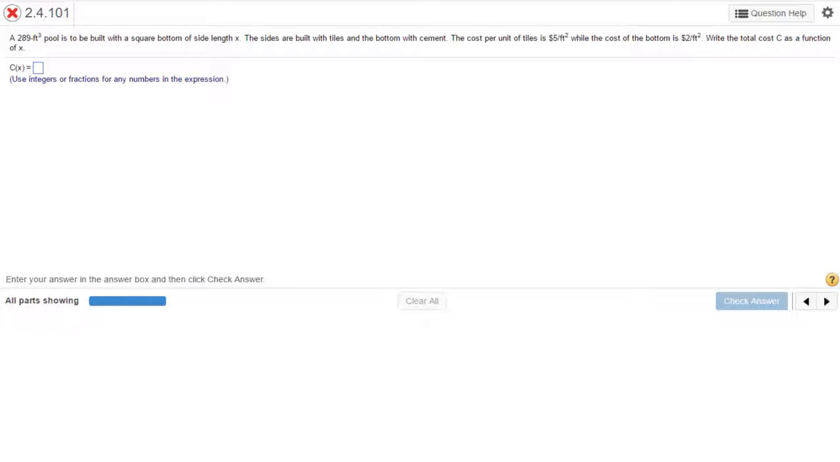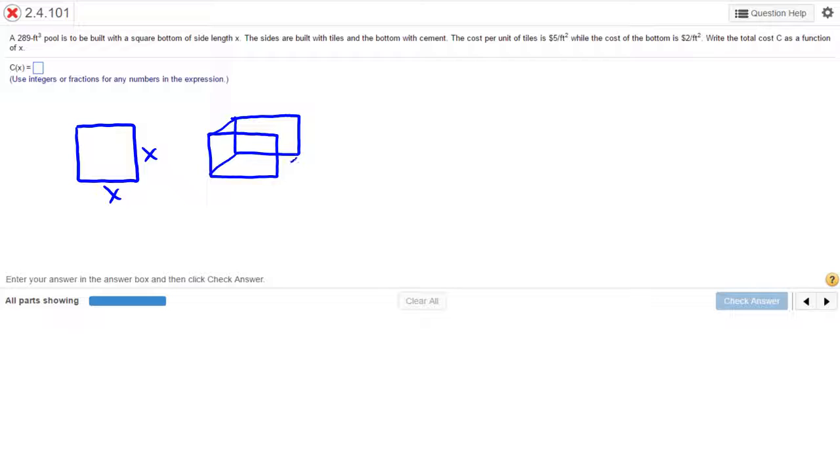All right, let's go for it here. So looks like we have a square bottom. So the bottom itself is going to look like this. And then for the pool size, if you sort of want to take a look at it, so pools are going to be like this. Let's see if I can at least draw it a little bit here.